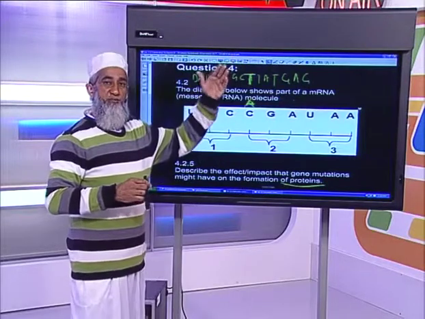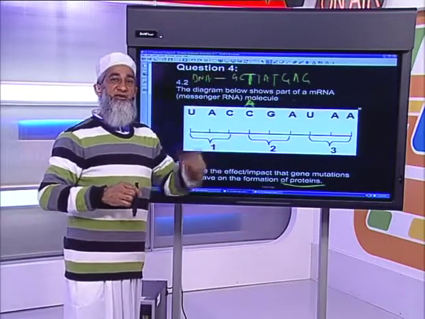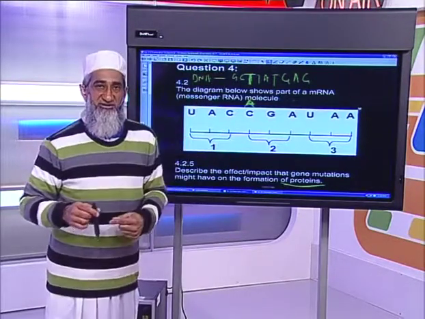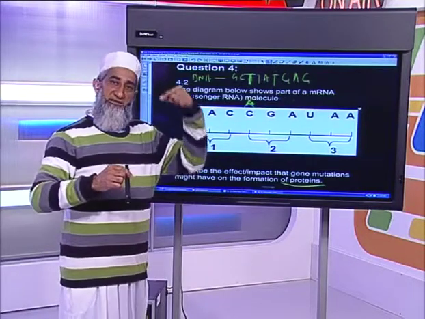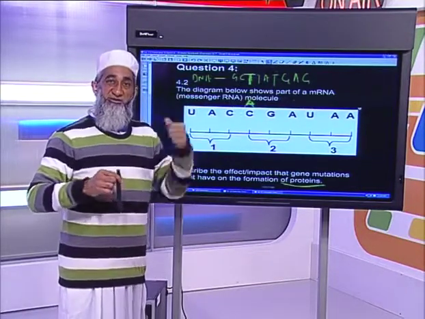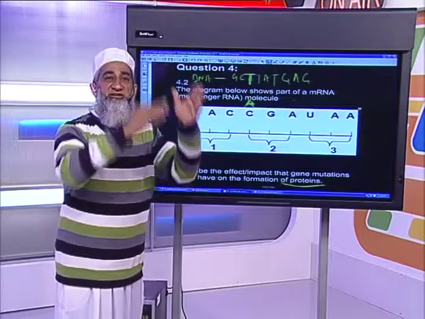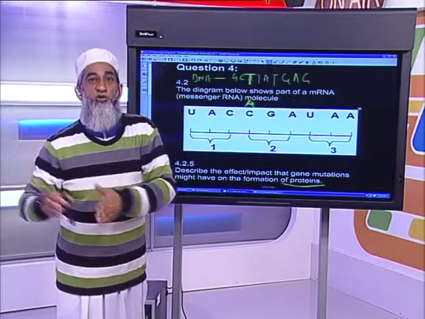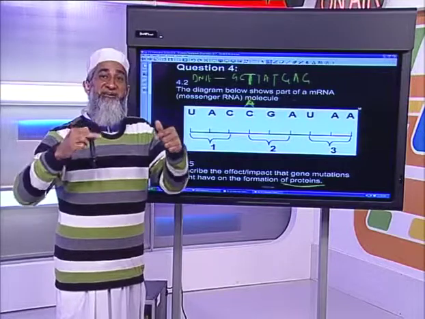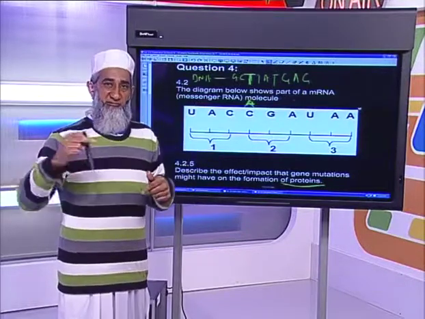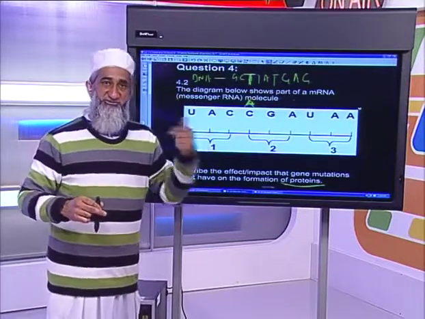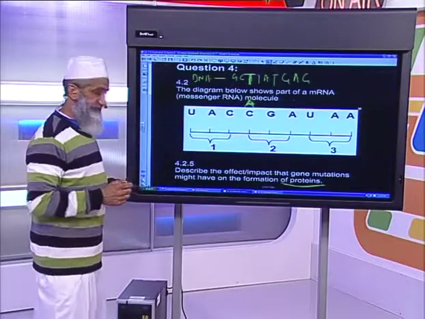So start at the top. The DNA changes, it causes a change in the messenger RNA. This in turn causes a change in the transfer RNA, which in turn causes a change in the sequence of amino acids, which in turn will result in a different protein being formed with different structure and functions.